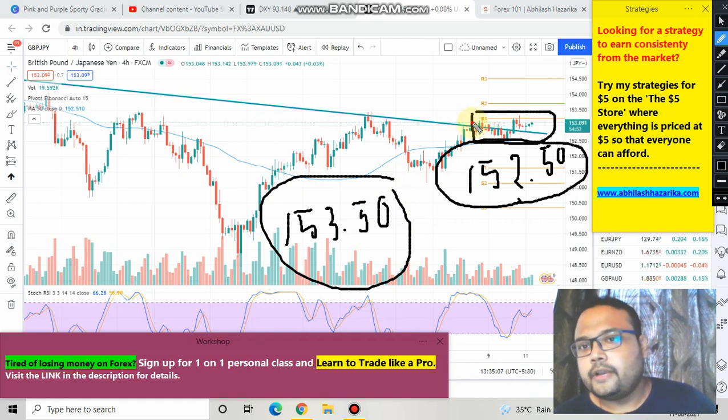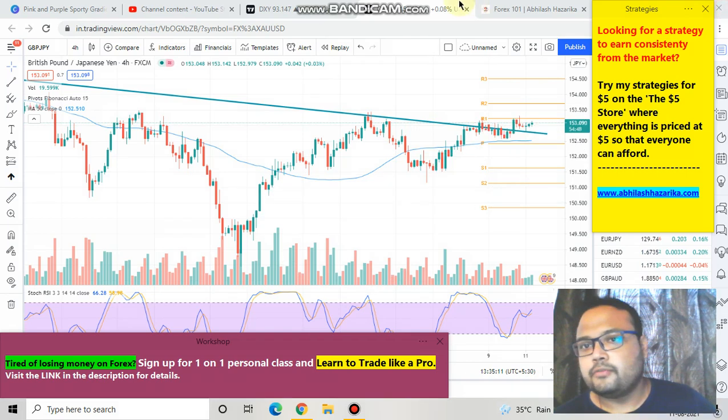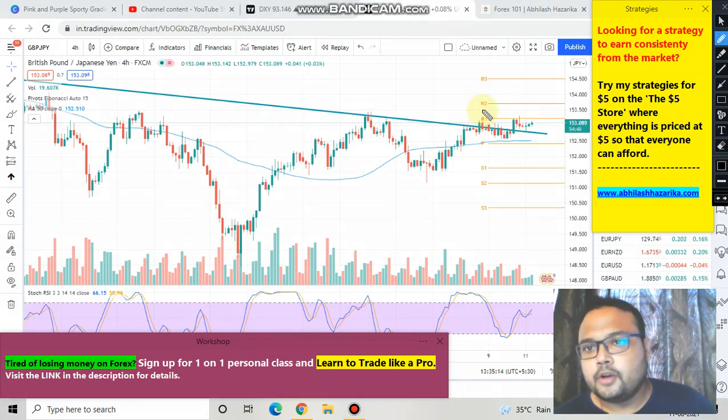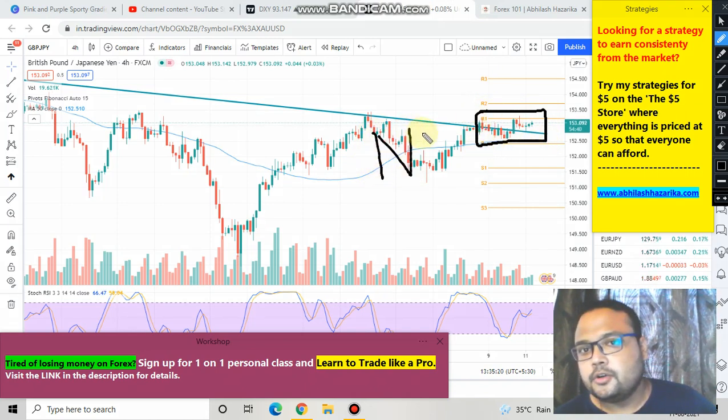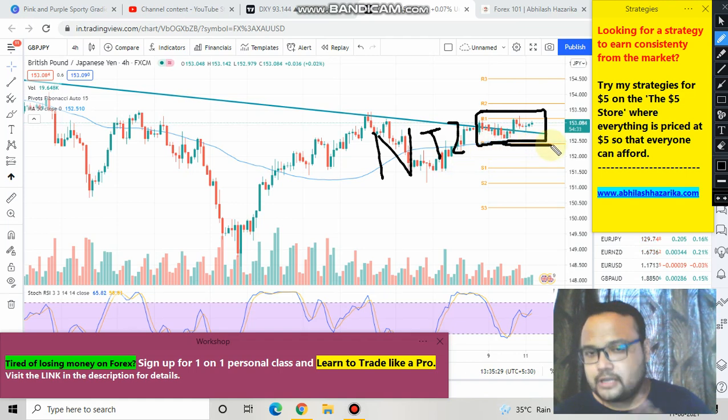We will not trade as long as market is trading in this box. Okay, if possible, try to make a box here and do not trade. Do not trade on the market as long as market is trading in this box. This is your no trading zone. Keep in mind, this is your no trading zone. Only short the market below 152.50 level, and only go for buy if market crosses 153.50 level.